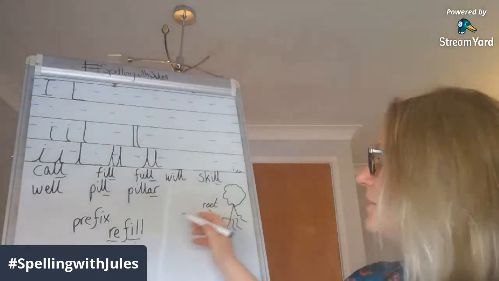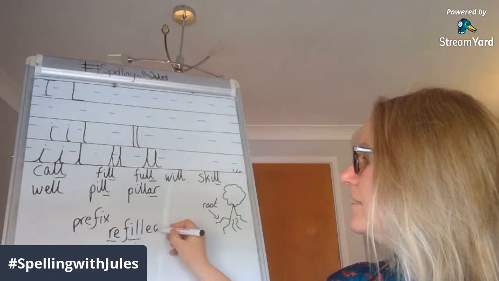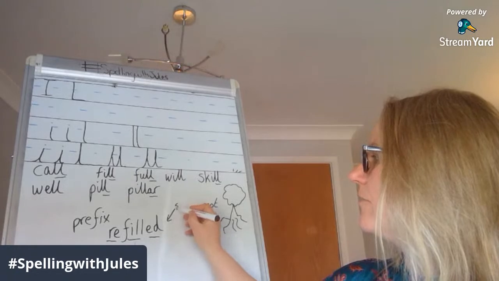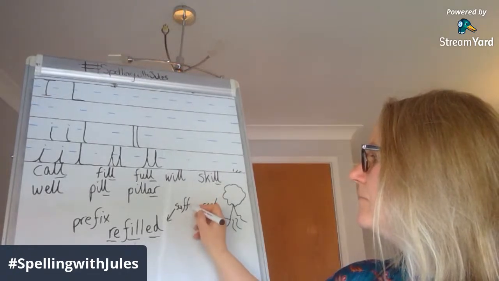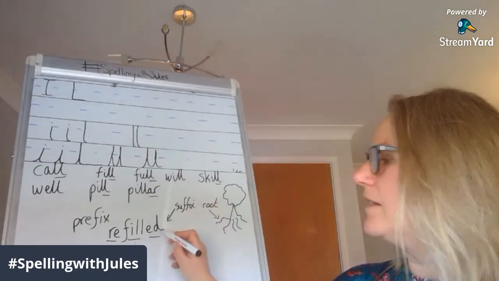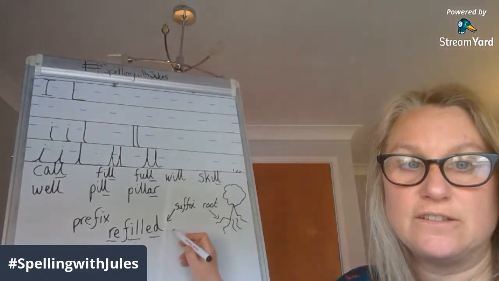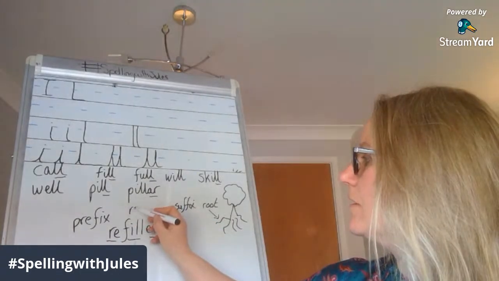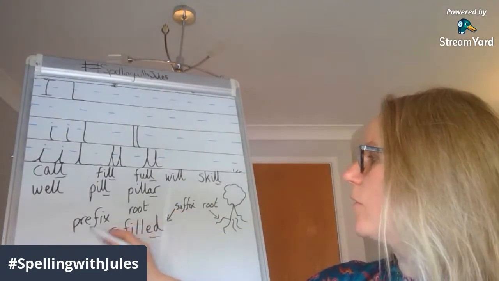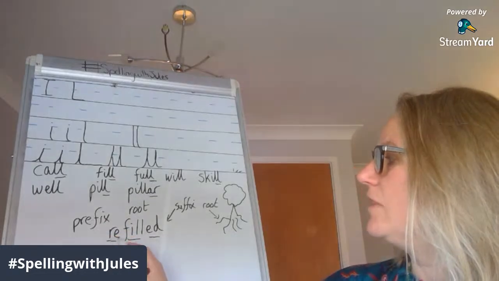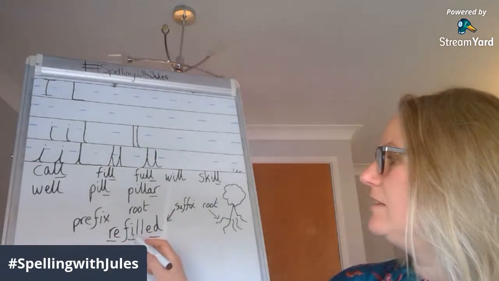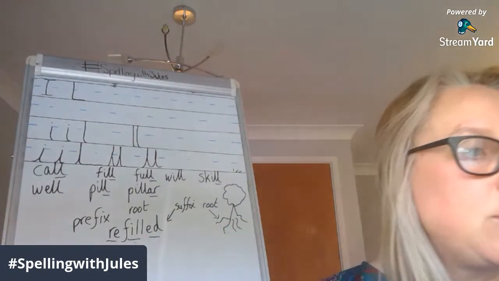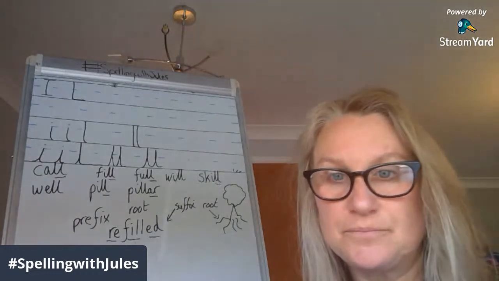Now, you could add in, getting very advanced spelling here now, a suffix with ed, refilled. Okay, so then that's your root word. So you've got prefix, which is re, root, which is fill, and then suffix, which is ed, refilled. And there's plenty like that.